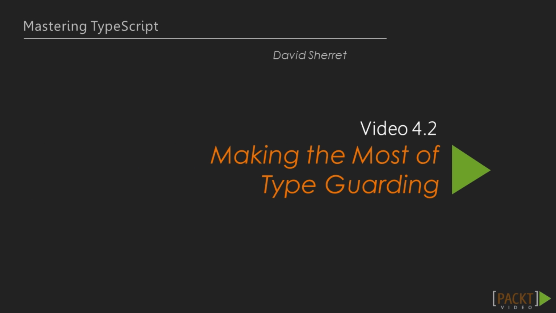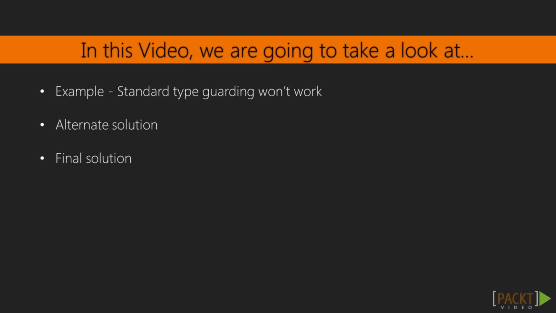In the previous video, we looked into type assertion and type guarding. In this video, we're going to look into making the most of type guarding by using user-defined type guards. First, we'll look at an example where standard type guarding doesn't work. Then we'll look at one alternate solution, and then our final solution, which will use user-defined type guarding.